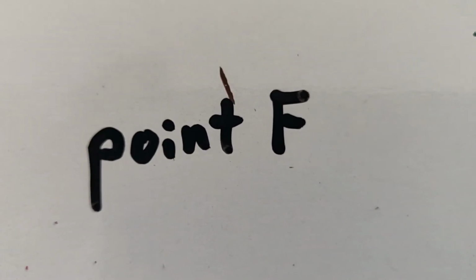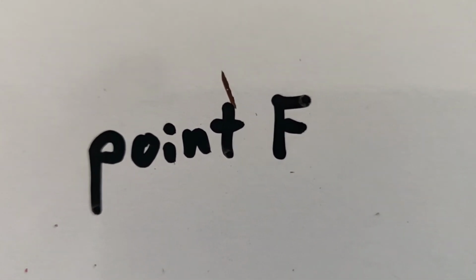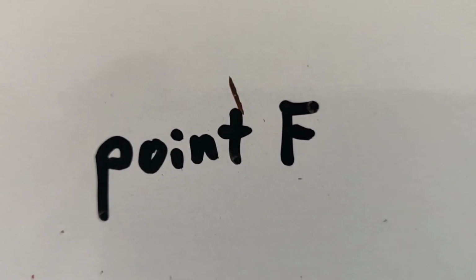Here's a pretty easy one. What's the name of this point? That's right, its name is point F, and to show that you don't actually draw, you write out the word point F. So point F is this point which has the name point F.